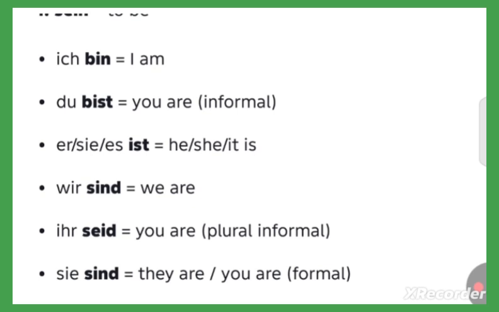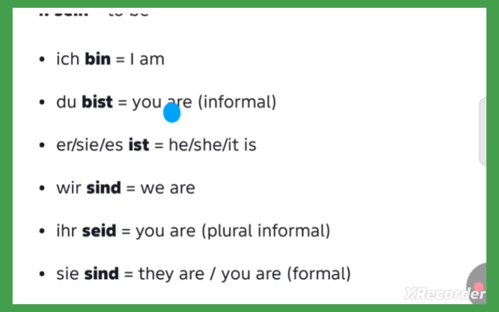When you're using he, she, or it, he is er, she is sie, it is es. The sein verb we use is ist, which means is. So for he is, we say er ist. He is Mudenda, er ist Mudenda. He is sick, er ist krank, like that.